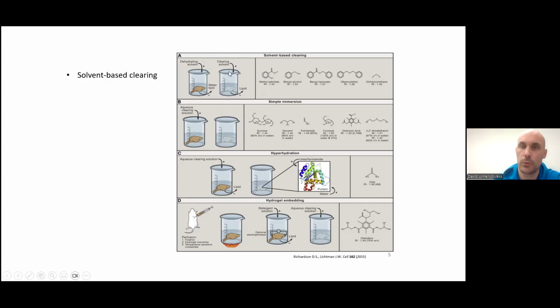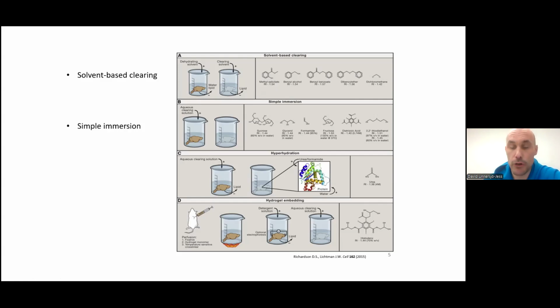So this is a solvent with high refractive index. And you leave it there for a while. This will also, to some extent, remove lipids. And also this high refractive index will then make your sample transparent.